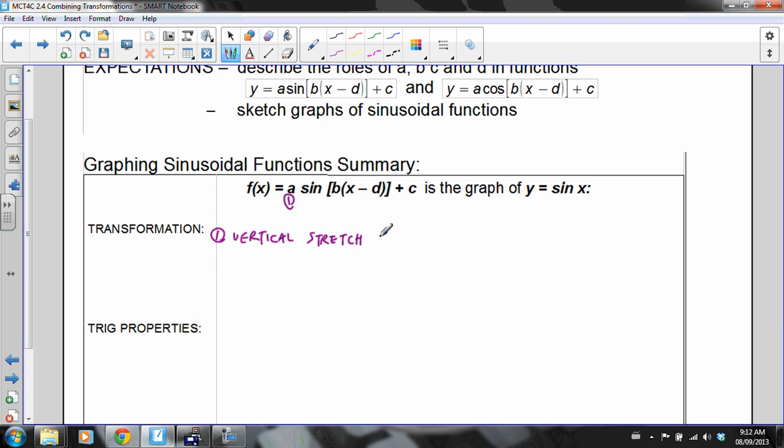And that's by a factor of A, right? Factor A. And there's some other rules, like if A is negative, we know it's a flip and all that other business. For the trig properties on that one, what's the trig property that's changed? The amplitude.